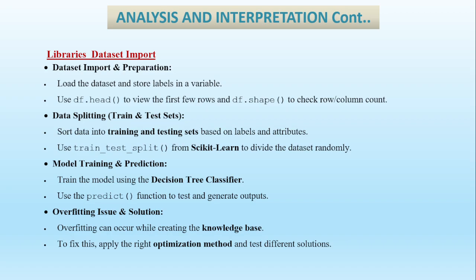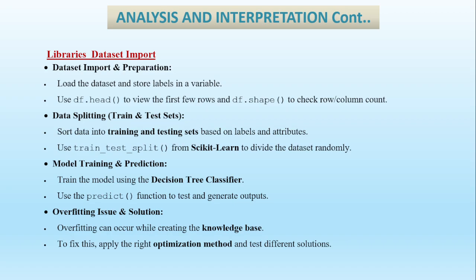Now, data splitting, train and test set. Sort data into training and testing sets based on label and attributes, because complete testing will happen when the label is correct. So, label is most important, and attributes means the inputs which we are giving. Use train_test_split() from scikit-learn to divide the dataset randomly. Model training and prediction: this is training the model using the decision tree classifier. Use the predict() function to test and generate output.